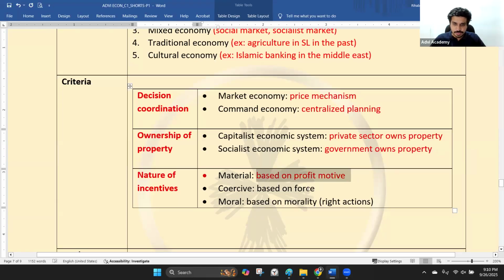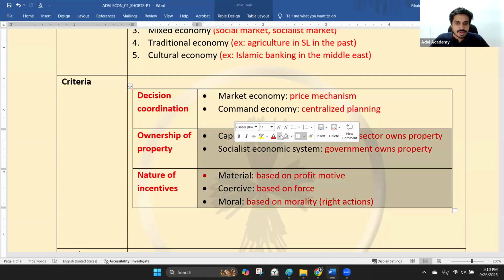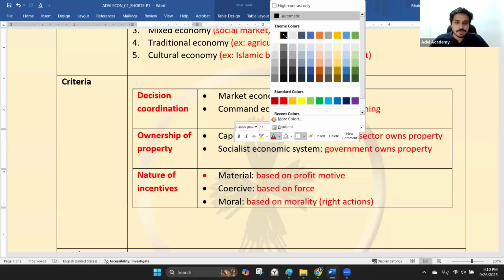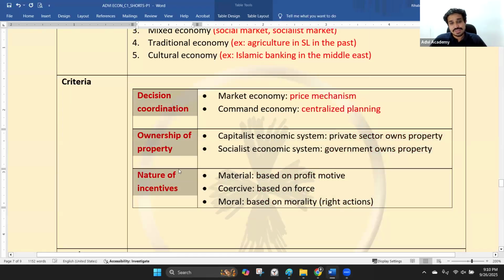This is based on profit motive. This is based on force, and this is based on value. I'll quickly explain what this is, the nature of incentives part. Okay, that is not that important, so you can just follow.